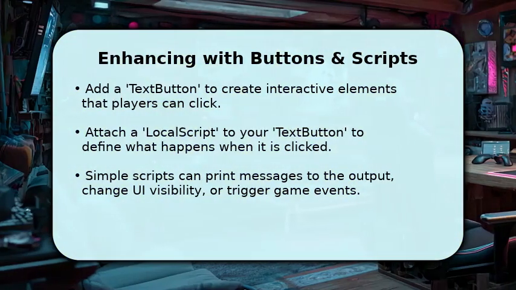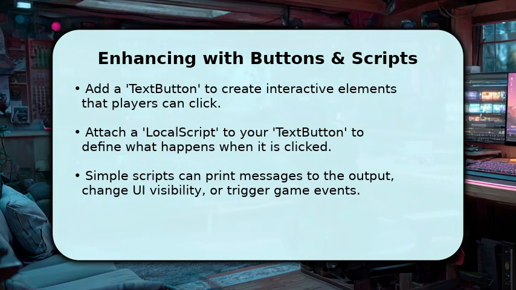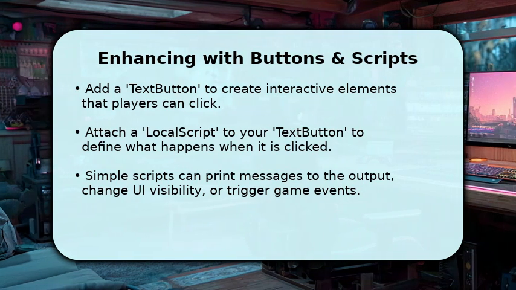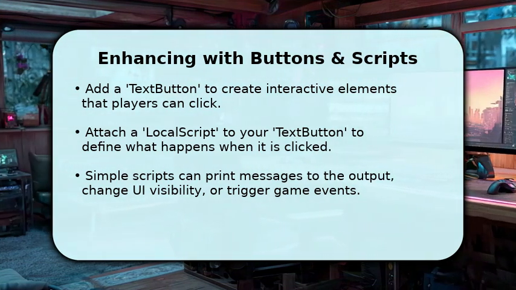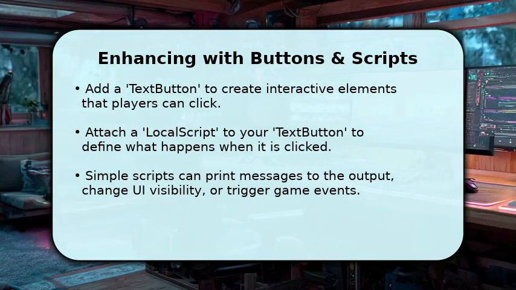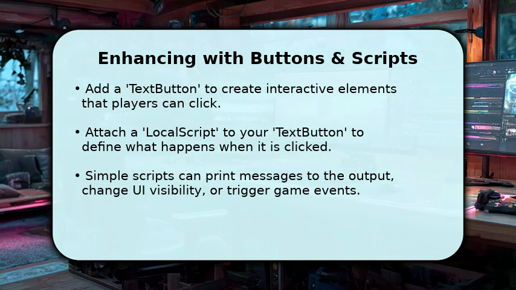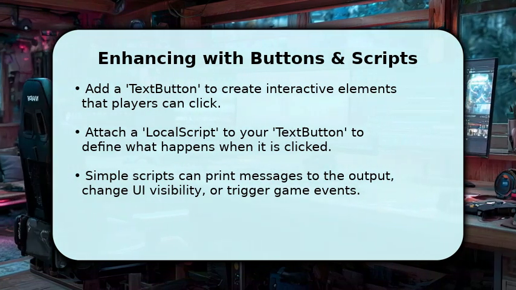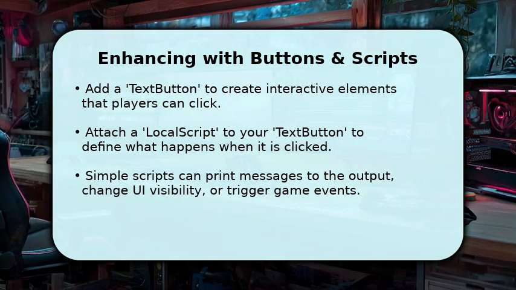To make your UI interactive, add a text button inside your Screen GUI. Position and size it as desired. To make it do something, insert a local script directly inside the text button. A very basic script might connect to the mouse button one-click event, printing a message like button clicked, to your output window when pressed. Remember to test your UI frequently by clicking the play button in Studio.